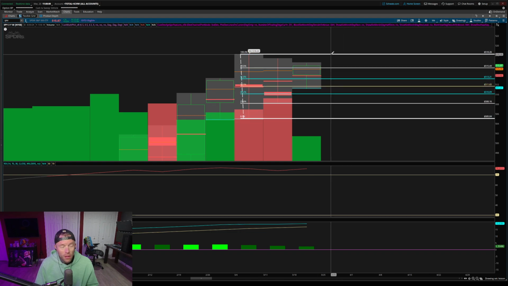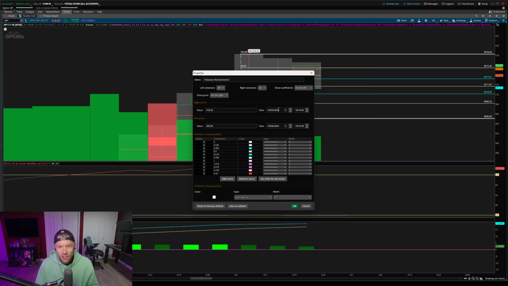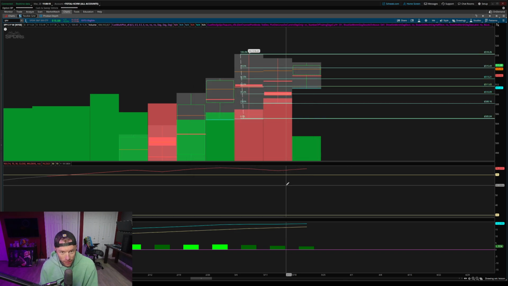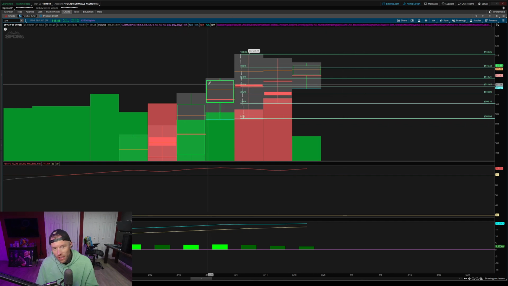There we go. We'll do the Fibonacci high-low here. I'm going to edit this to make it my weekly color. So I'm going to set all the levels on teal. Teal is my weekly color of choice, so I know which ones are weekly, which ones are daily, and so on and so forth.